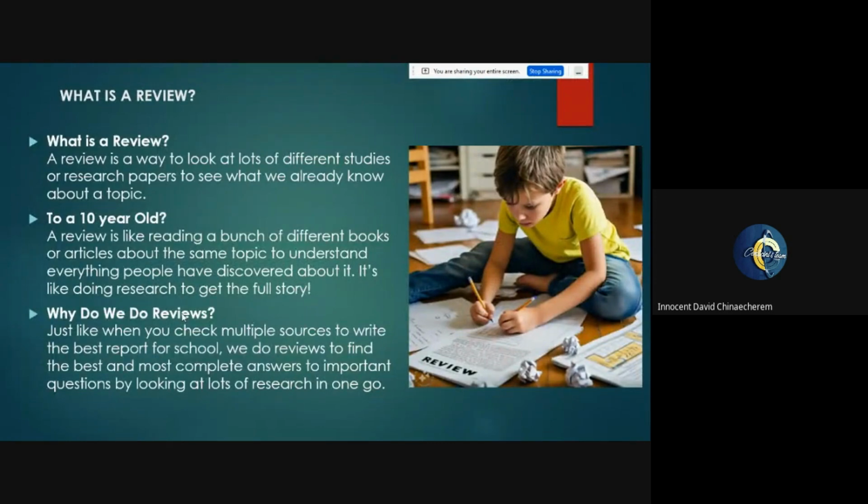When we talk about a review in research, a review is just a way to look at lots of different studies or research papers to see what we already know about the topic. And so you can actually put it up to anything, right? So it's just like there are a lot of pieces of papers out there. So you've got to pick them together, right? To now tell us what do we know about each bundle of paper. So that's just like a simple example of what the review is.